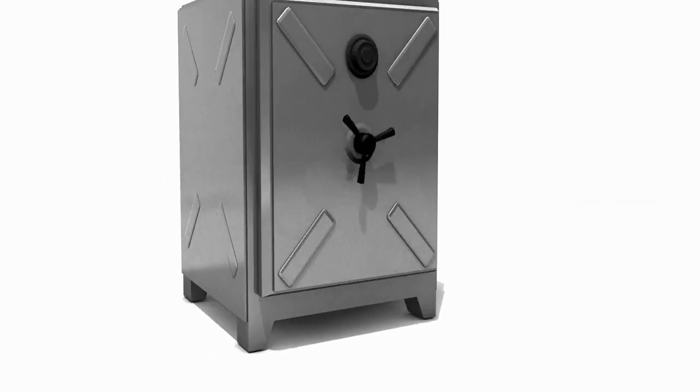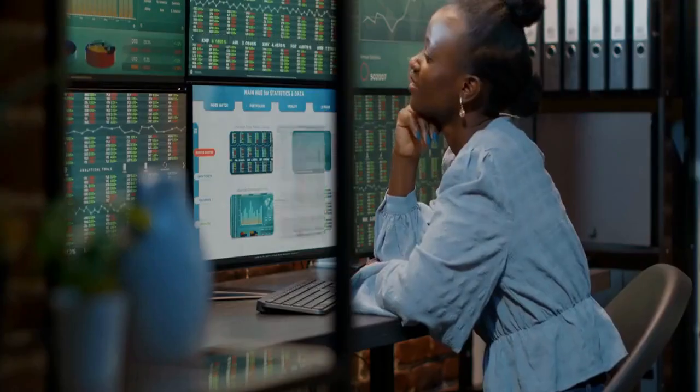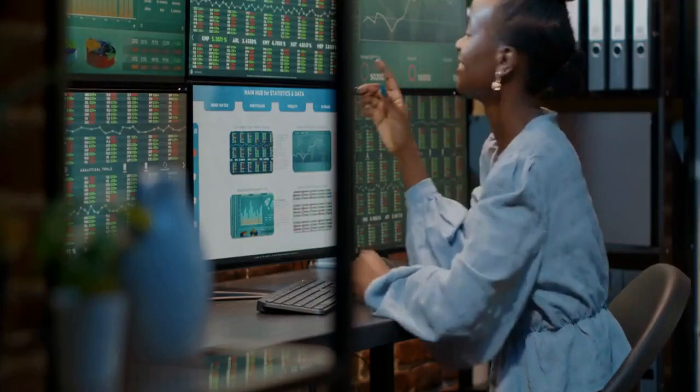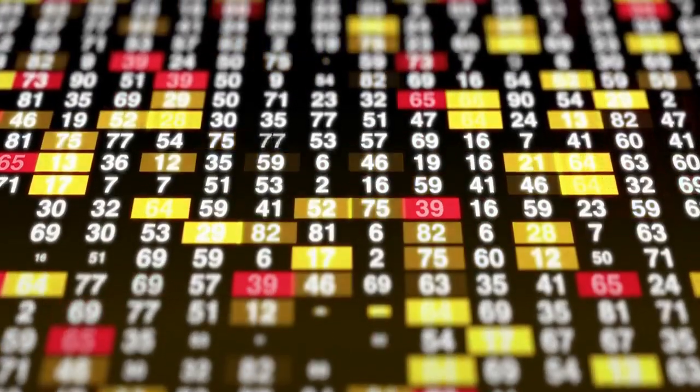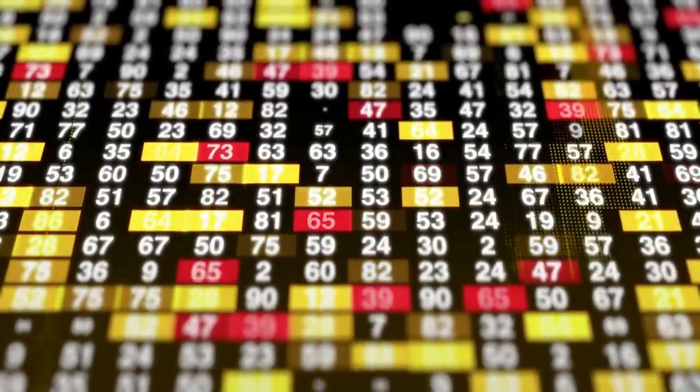8. Avoid emotional decision-making. One of the most challenging aspects of investing is controlling your emotions. Emotional decisions, like panic selling during market downturns, can lead to poor outcomes. Stick to your investment plan and focus on the long-term goals you've set.